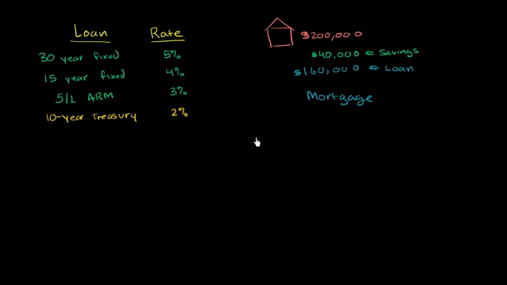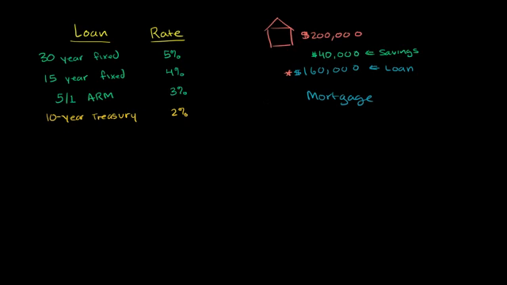Now, what I want to focus on in this video is the types of mortgage loans you will typically see, and give you at least the beginning of an understanding of what these different types of loans mean. So in all of these scenarios, let's just assume that I'm in the market to borrow $160,000 for this house I'm about to buy.